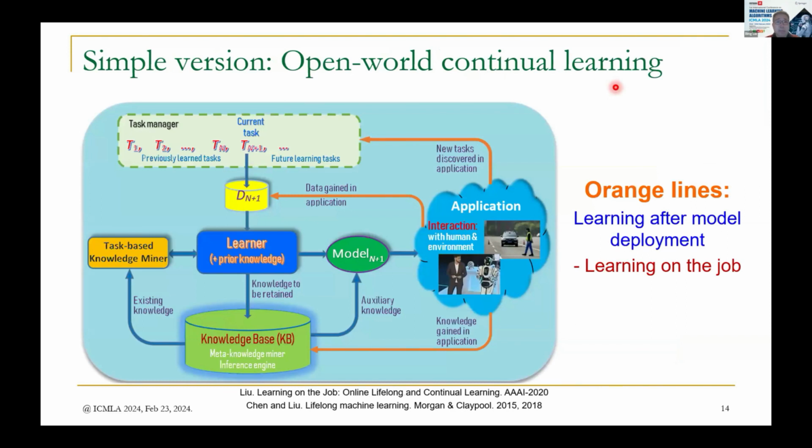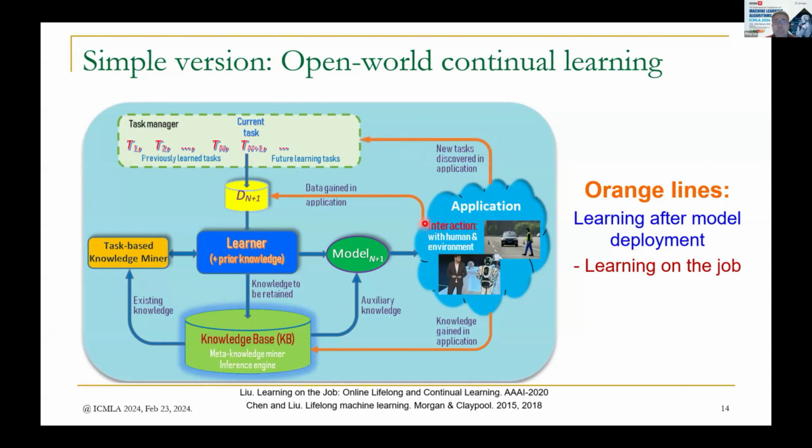So what does that mean? That essentially means there are three orange lines. So we have this continual learning, and then during the application, the system must detect new tasks, which is the orange line at the top. When you see something unexpected, that basically means you have a new task to learn.